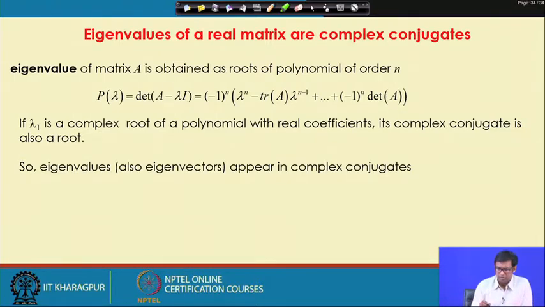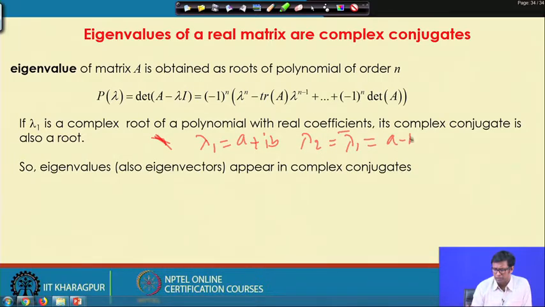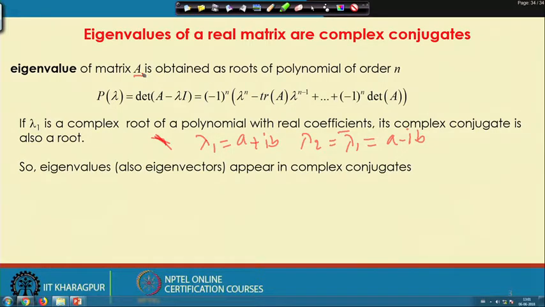So, if I have lambda 1 equal to a plus i b, there has to be a lambda 2 which is lambda 1 bar, equal to a minus i b. In case A is a real valued matrix, all the components of A are real, then it has to be there. Eigenvalues will be complex conjugates. In case eigenvalues are complex appearing in complex conjugates, eigenvectors will also appear in complex conjugates.